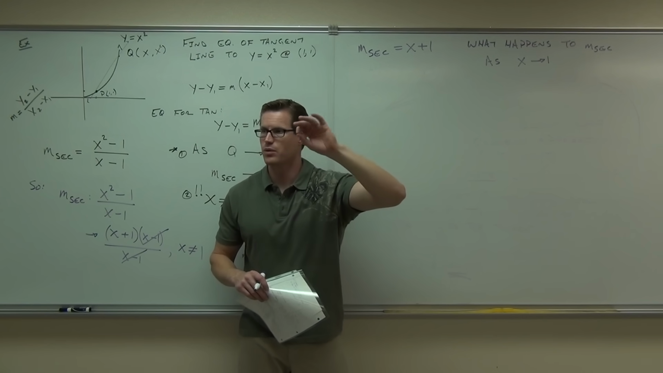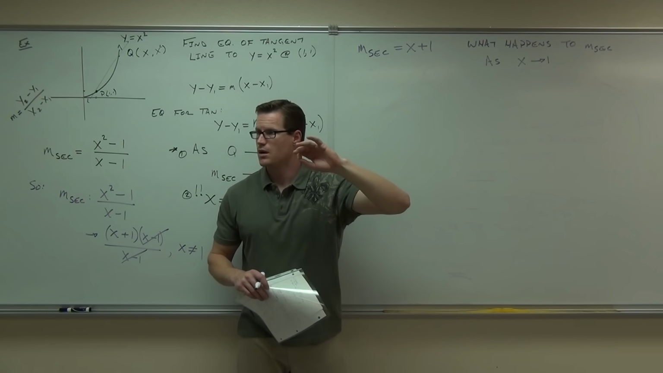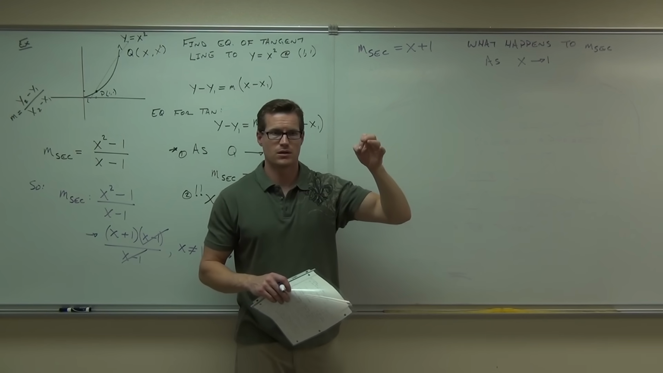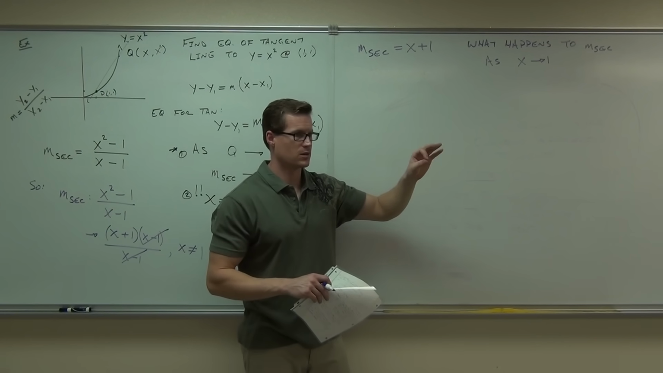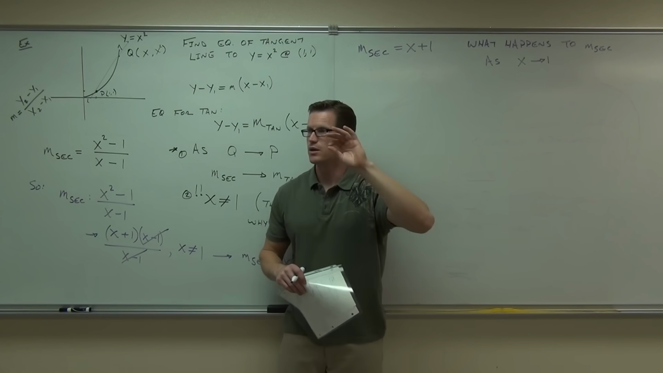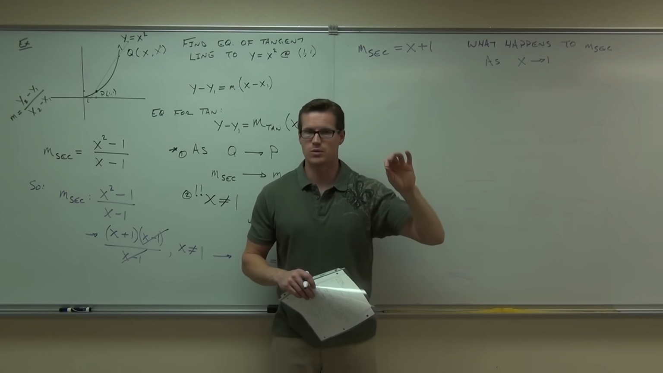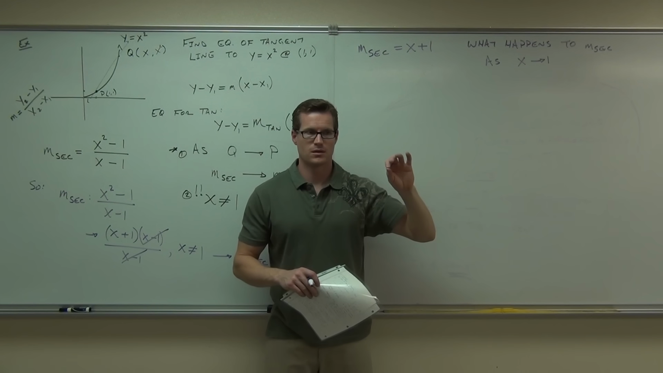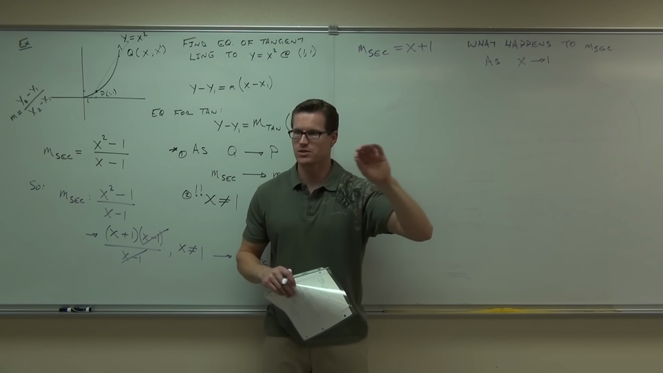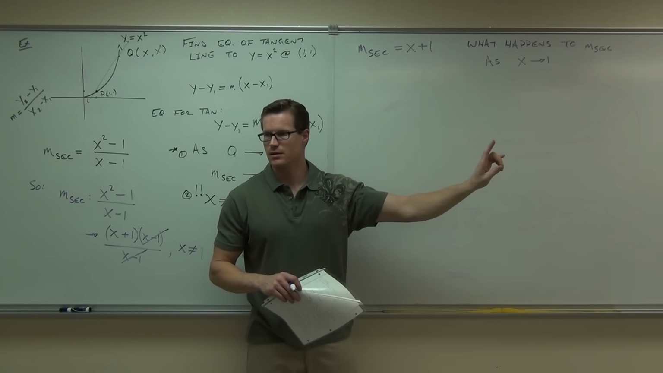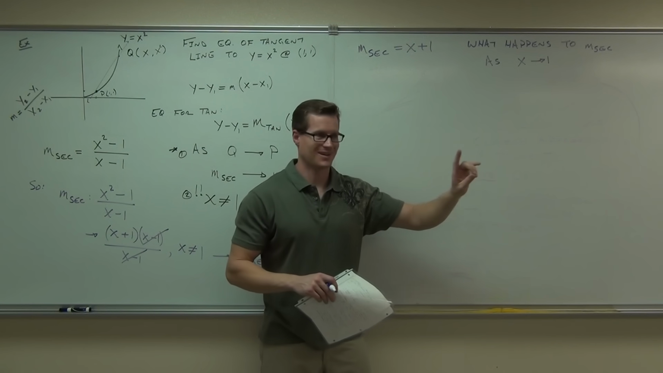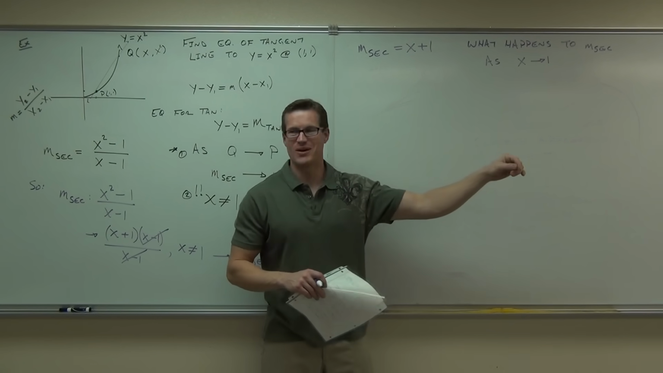2.5. Move it down to 1.3, what would you get? Move it down to 1.1, what would you get? Move it down to 1.01, what would you get? 2.01, good. Move it down to 1.00001, what would you get? Move it down to 1.00000 forever, and then a little 1 at the end. What would you get? 2.0 forever and a little 1, wouldn't you?